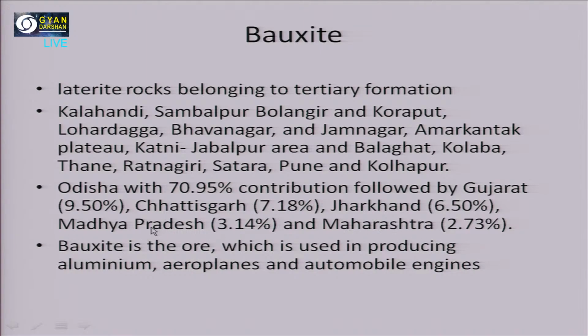In the exams, questions can also come in the form of MCQs, like ranking of the states in terms of production. And bauxite is the ore used in the production of aluminium, and since aluminium is lightweight, it is used in the making of aeroplanes and other automobile engines.